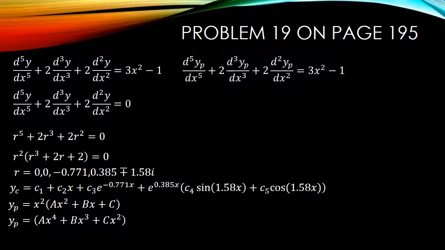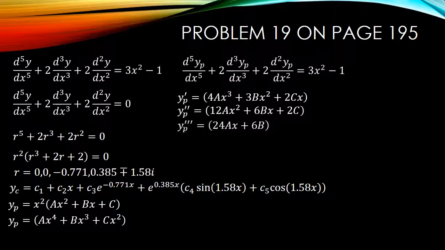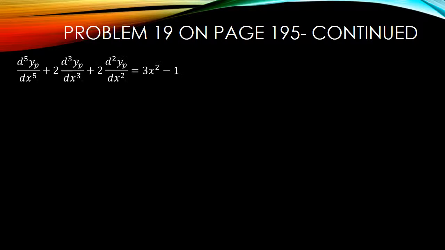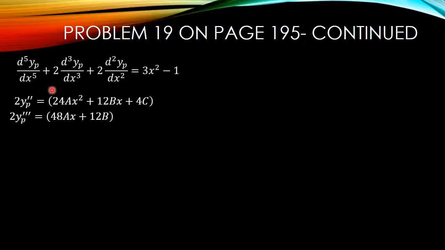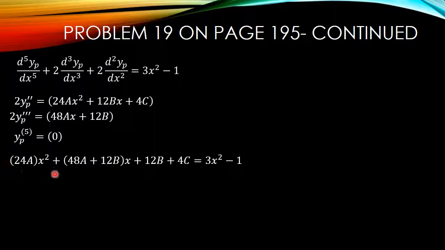And so my particular solution is of this form. Now what I have to do is plug that back into my differential equation. So to do that, I need my first derivative. I need my second derivative. I need my third derivative. I need my fourth derivative. And I need my fifth derivative. It just works out here that your fifth derivative is 0. Now I got to plug it back into the differential equation. So if I do that, I got 2 times my second derivative. I get 2 times my third derivative. And I add that to my fifth derivative, which is 0. So when you add all these up, I get this expression.